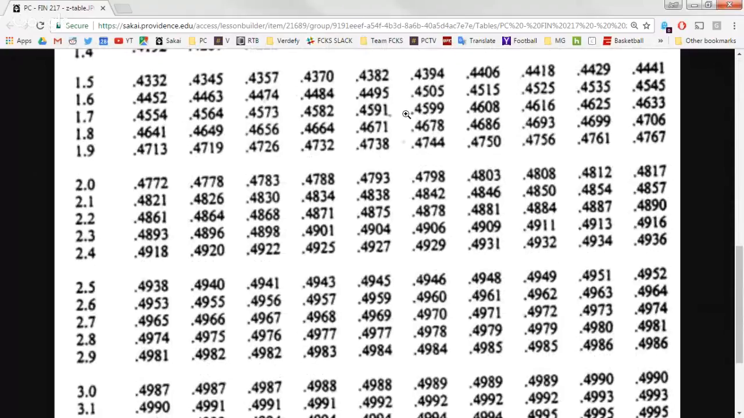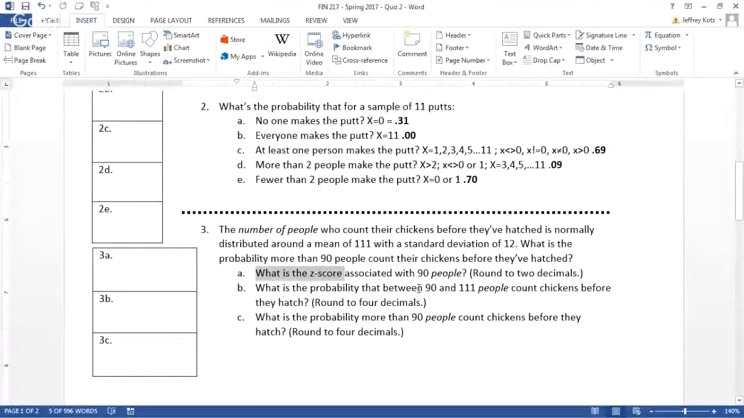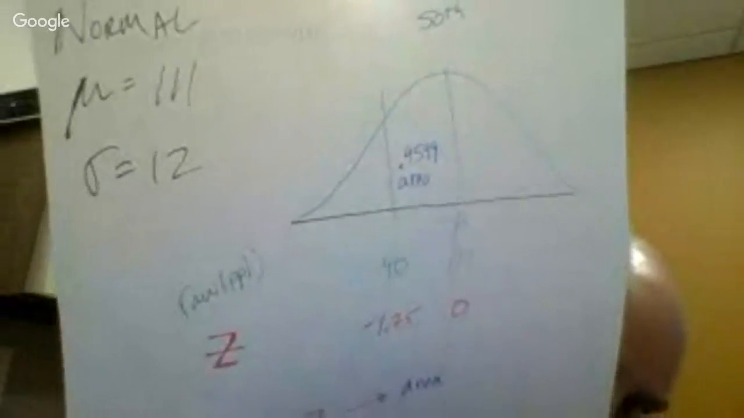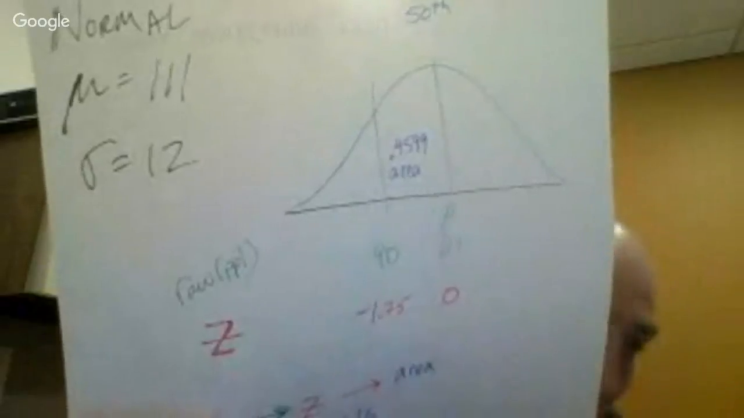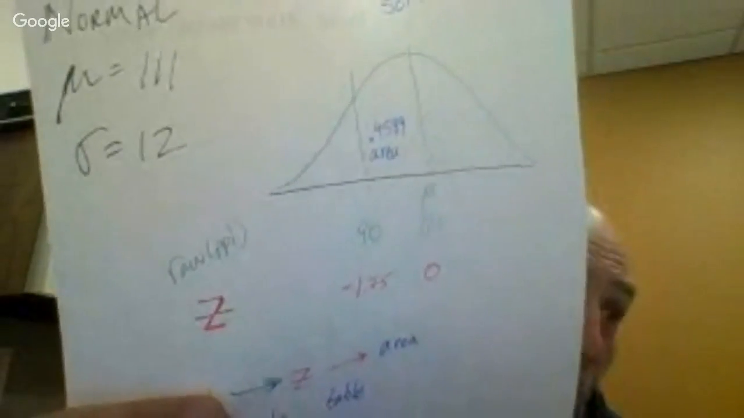So the area that I put on my picture is 0.4599, and that is actually the answer to question B. The probability that between 90 and 111 people count their chickens before they hatch is the same thing as the area that I put on my picture, 0.4599.